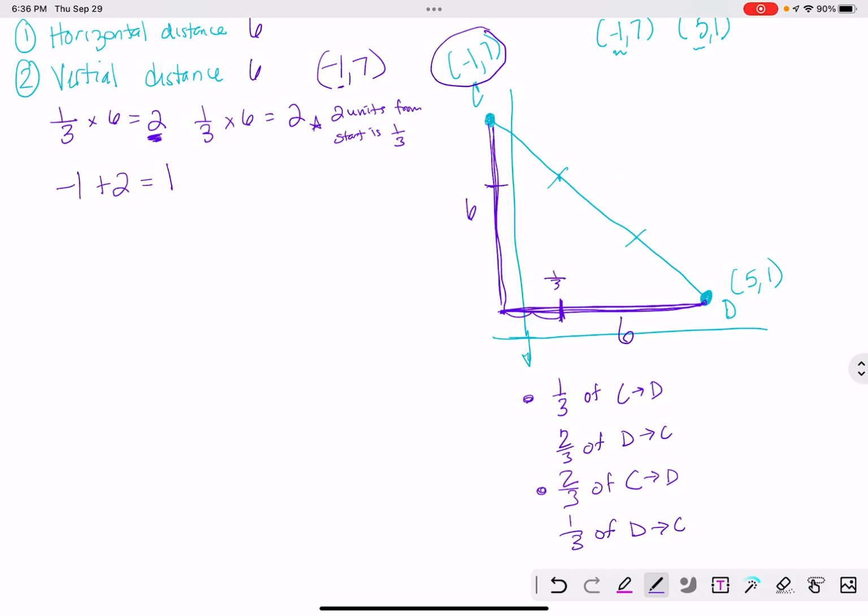Okay, I'm going up to down. I'm actually going to subtract it because I'm going up, down. So I'm going to start with my initial point, which is 7, and I'm going to subtract 2, and that's going to give me 5.